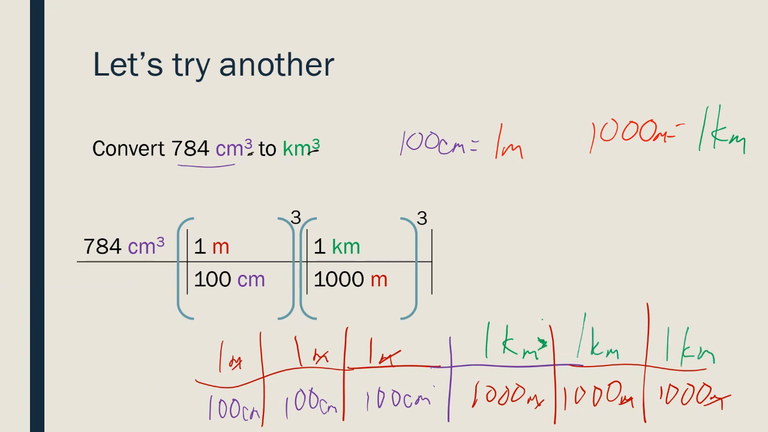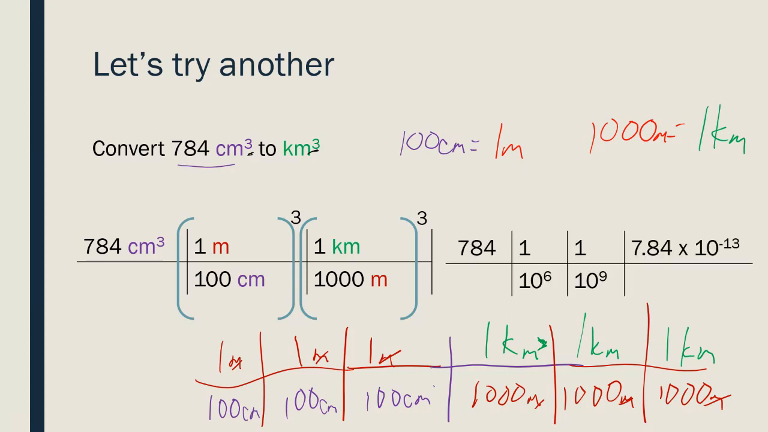Shouldn't be cubed. All right. So that's how you get that. So when you do that, 784 times 1 times 1 and then 100 to the third power. Remember, when you raise a power of 10 to an exponent, so if you have 10 squared, which is what 100 is, raised to the third power, you multiply those exponents, so that's 10 to the sixth. And if you have 10 to the third, which is what 1,000 is, to the third power, that's 3 times 3, 10 to the ninth.